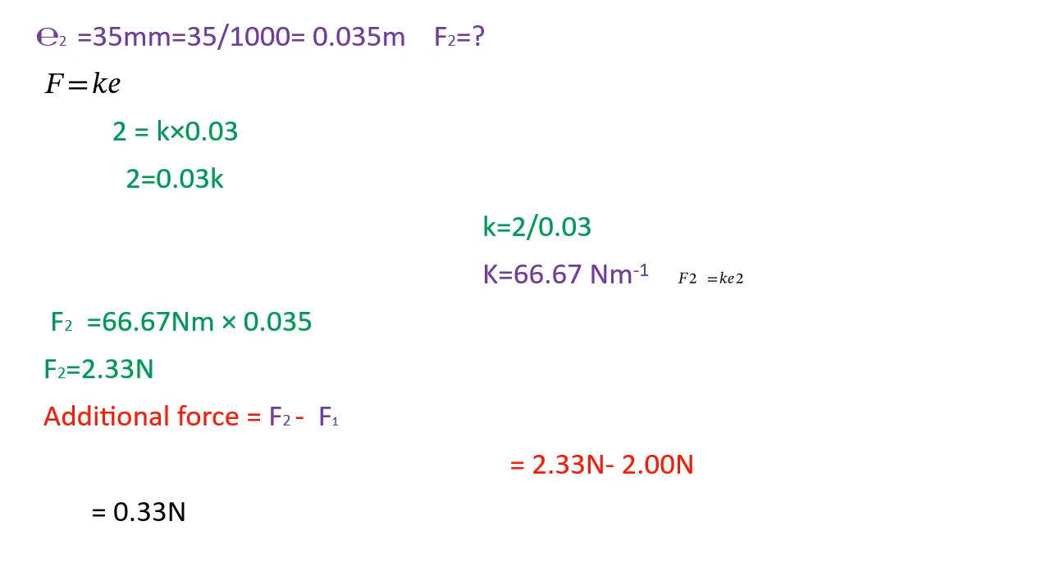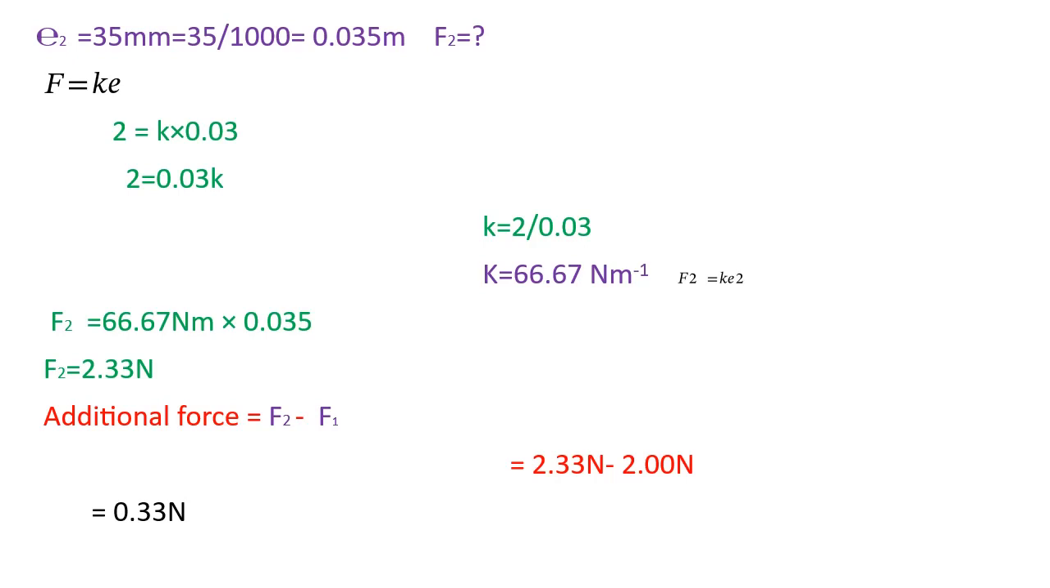Also, having gotten the stiffness, now we can use the stiffness to look for the second force that caused an extension of 35 millimeter. Therefore, using the stiffness, the F2, which is the second force, using Hooke's law, F2 is equal to K times E2. The E2 is the second extension. We have that F2 is equal to 66.67 times 0.035. That's the second extension. Therefore, when you multiply both of them, you will have that F2 is equal to 2.33 Newton.